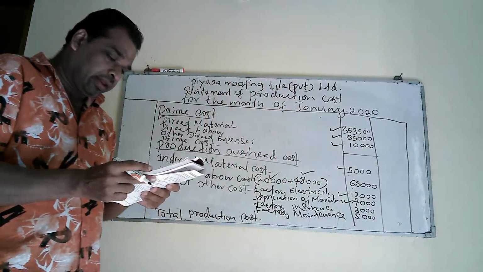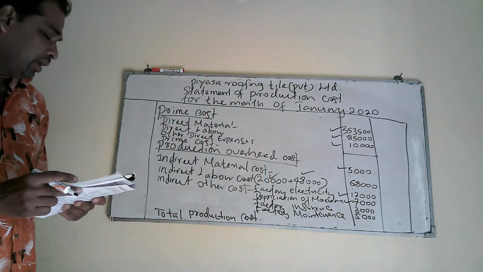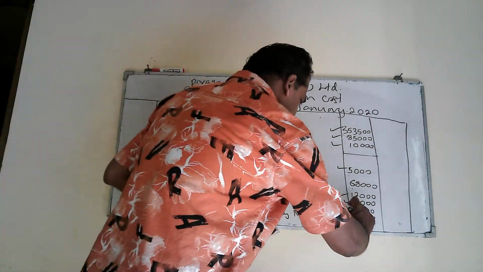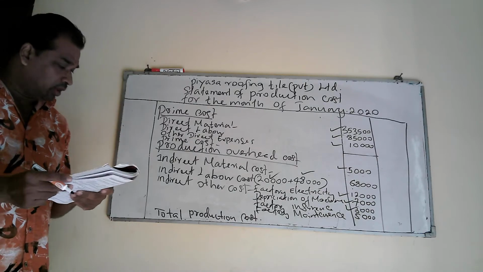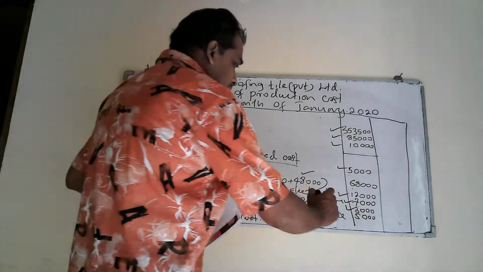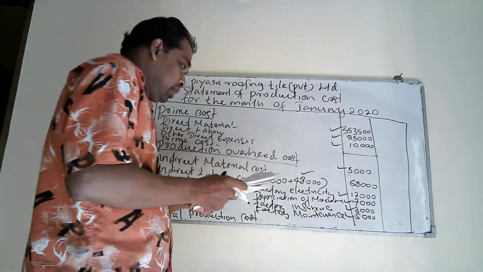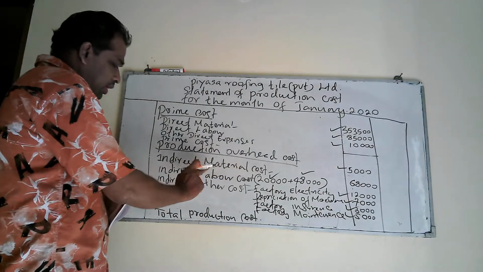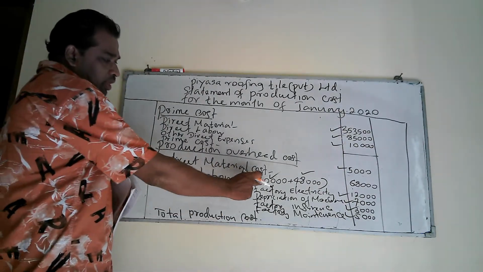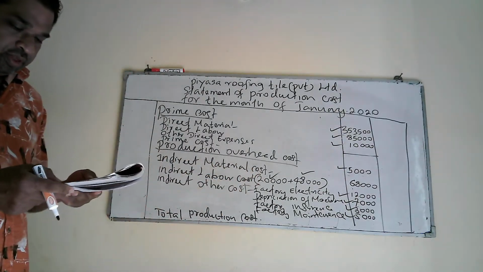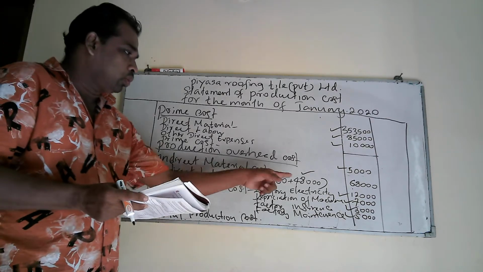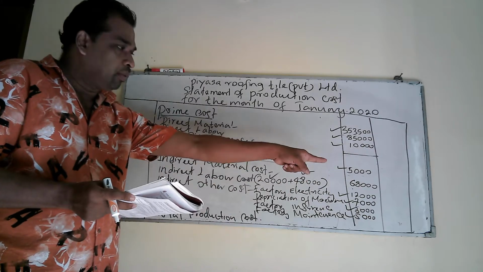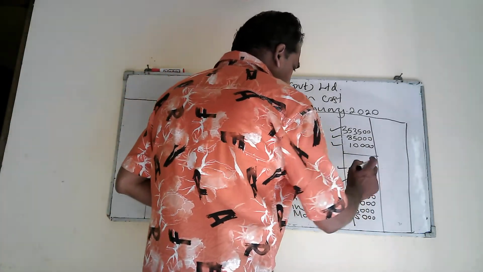Okay. Then factory insurance also comes under indirect other cost, that is 3,000. Then factory maintenance cost also comes under indirect other cost, that is 5,000. Total of these two indirect labor costs: 20,000 for security service and 40,000 supervisor salary. I have put both together. They are coming under indirect labor cost. Then that is 68,000.